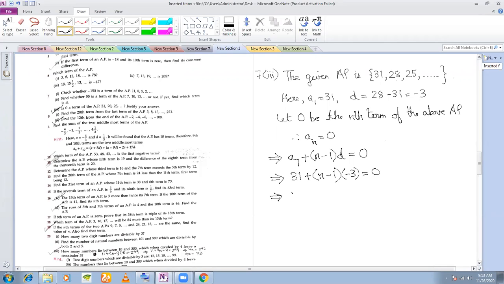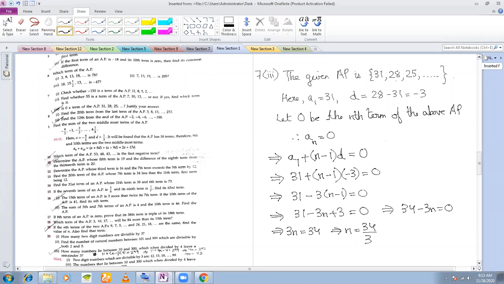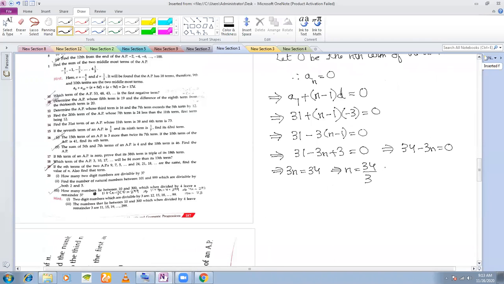Only then can we say it. So 31 plus minus 3 times n minus 1 equal to 0. That means 31 minus 3n plus 3 equal to 0. That means 34 minus 3n is equal to 0, so 3n is equal to 34. Then what are we getting? We are getting a fraction, isn't it? Which is not possible.